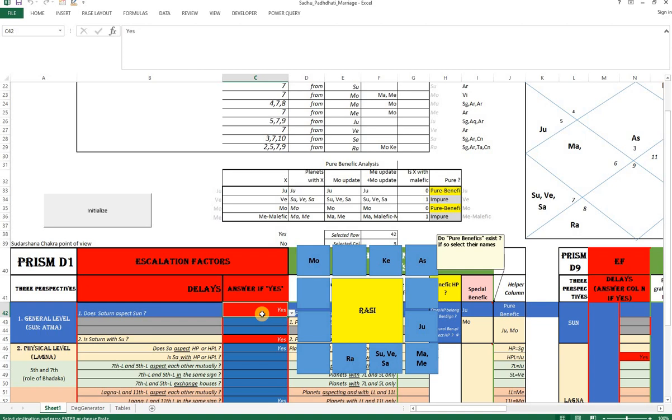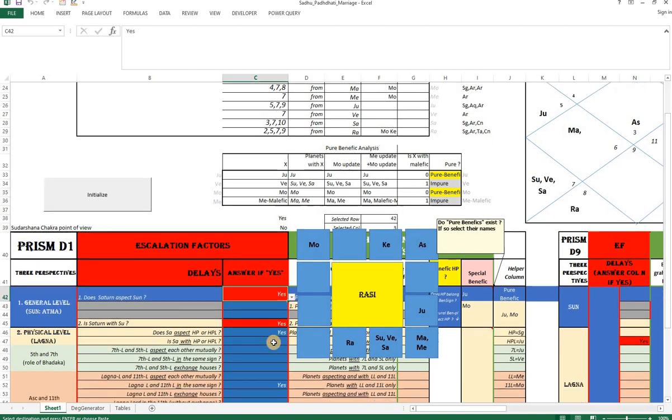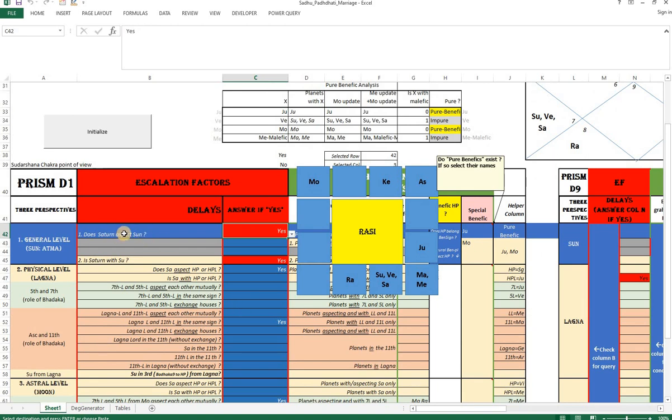So once I press a cell in the column, it will highlight the row as well as the column for you to easily identify what the question is and what level it is. So we are now first taking up the Atma level question. Does Saturn aspect Surya? So to facilitate that, there is a helper column also that I will come to later. You can see similarly if Saturn aspects Surya or not. Saturn is with Surya, it is not aspecting Surya. So the answer to that is no.